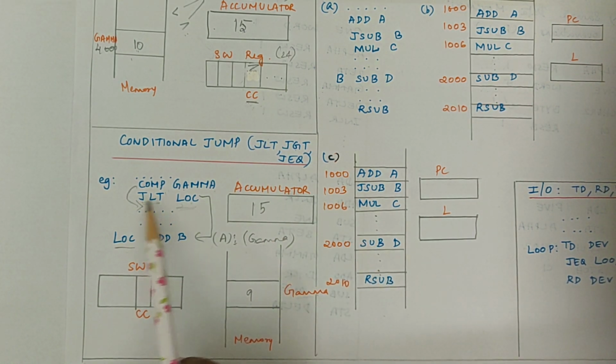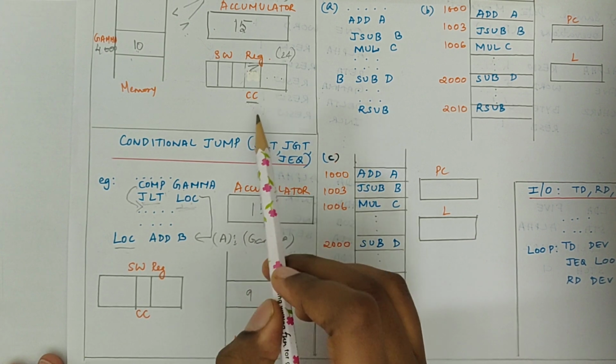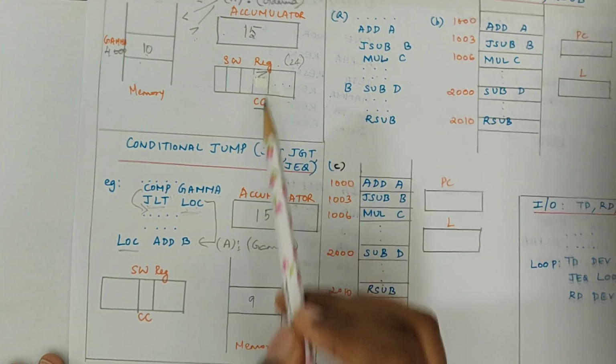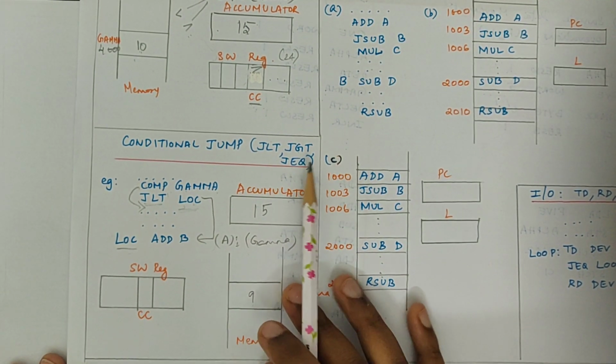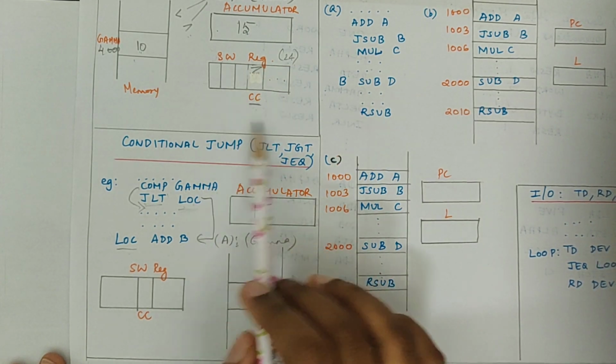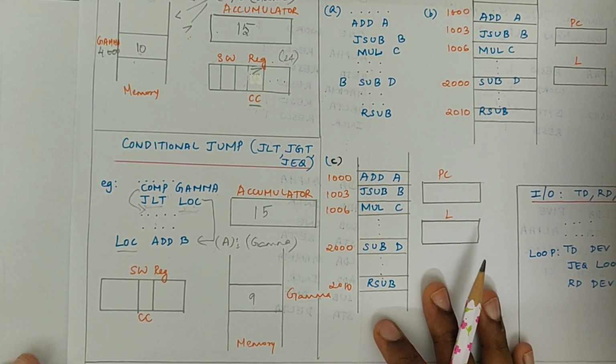And then, since it is JLT, it will check if the value stored in CC is equivalent to the less than symbol. Only if it is the less than symbol, it will jump. Else, it will not jump. So this is how the status word is used for compare and JLT instruction. I hope this is clear.